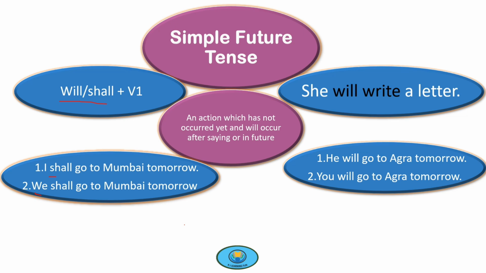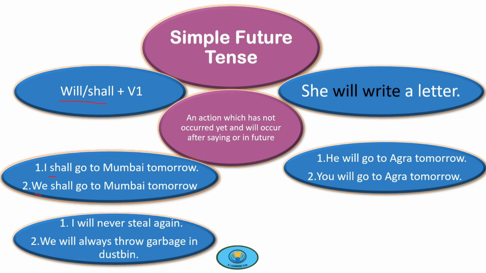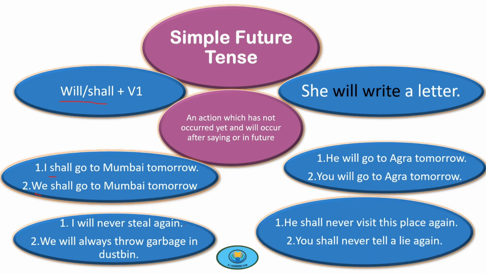But students, when you are to make a commitment or warn someone or emphasize something, the use of will and shall is reversed. Then we use will with first person pronouns, I will never steal again, you will always throw garbage in the dustbin. And with all others, we use shall. He shall never visit the place again, you shall never tell a lie again.